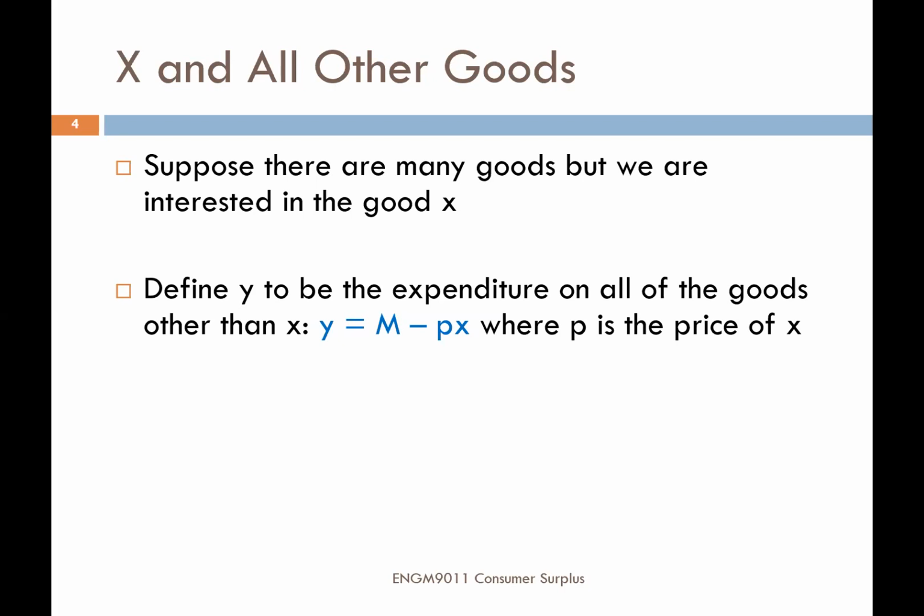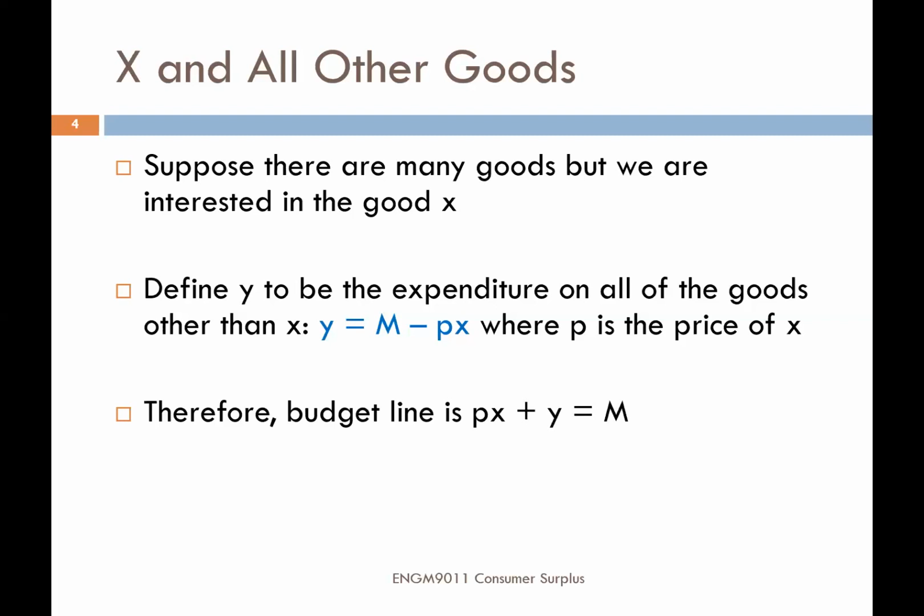Now let's rearrange that. Bring the PX from the right-hand side to the left-hand side, and we just get a standard-looking budget line: PX plus Y is equal to M. The first term on the left-hand side is your expenditure on good X. The second term is expenditure on all other goods. But notice it looks just like a regular budget line where we have two goods, X and Y, and the total expenditure is equal to income. So we can think of Y as being a good. It's all the other goods, but we're taking all the other goods and calling it one good, since all we're interested in is the market for X.